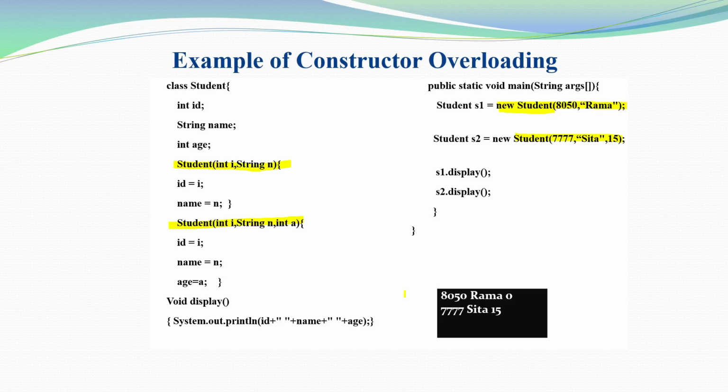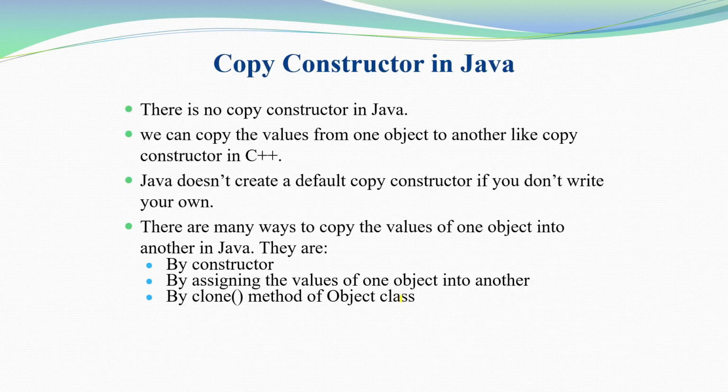Now let's understand copy constructors in Java. There are no copy constructors in Java. It means that Java does not support copy constructors directly, but we can copy the values from one object to another, like copy constructors in C++. We can replicate copy constructors in another way by copying the values from one object to another. Java does not create a default copy constructor if we don't write our own.